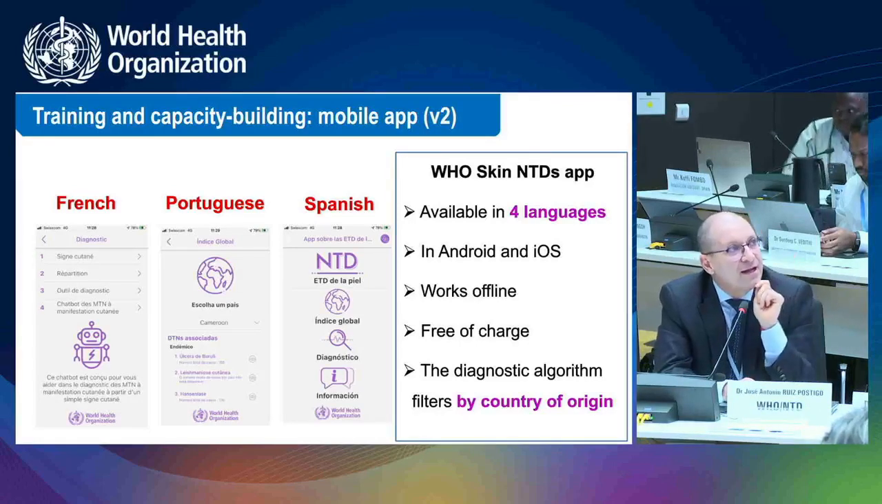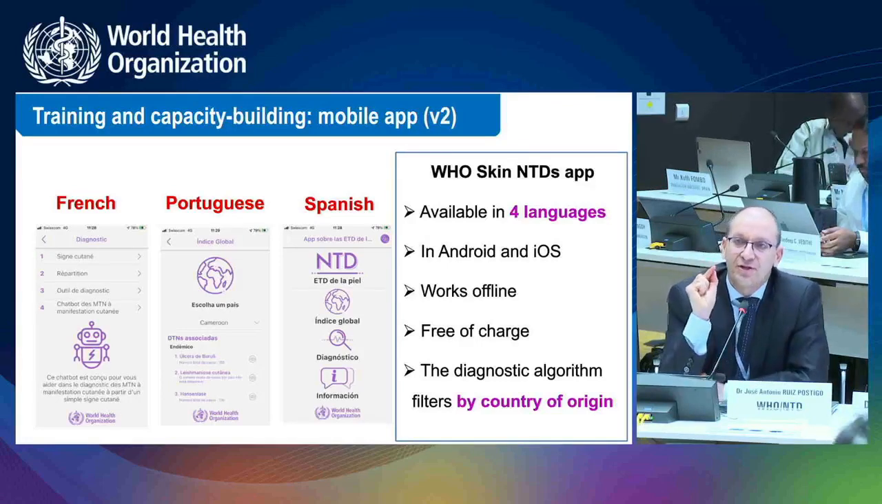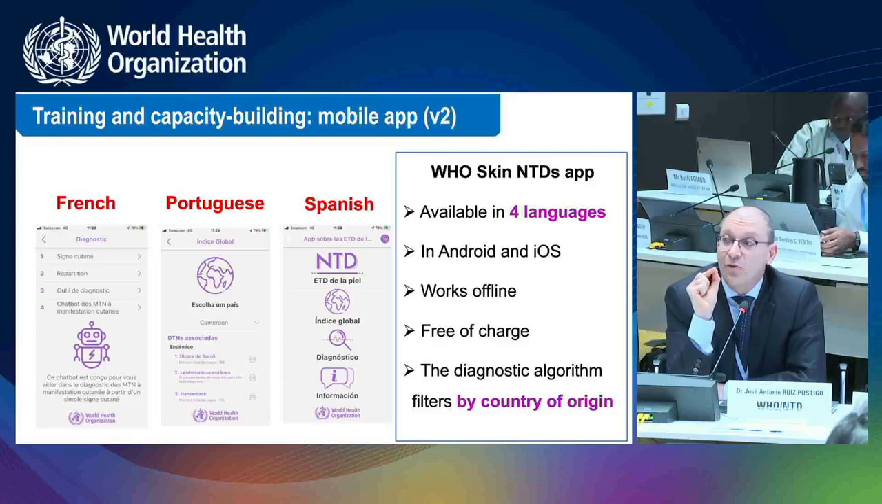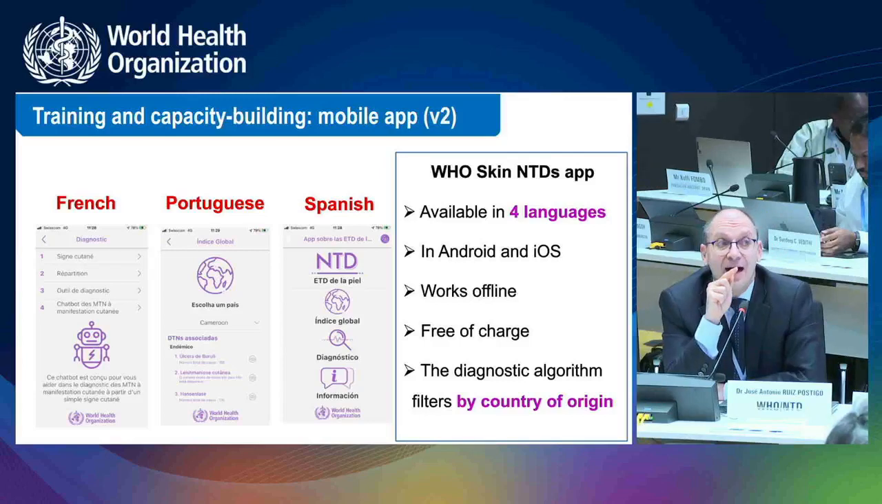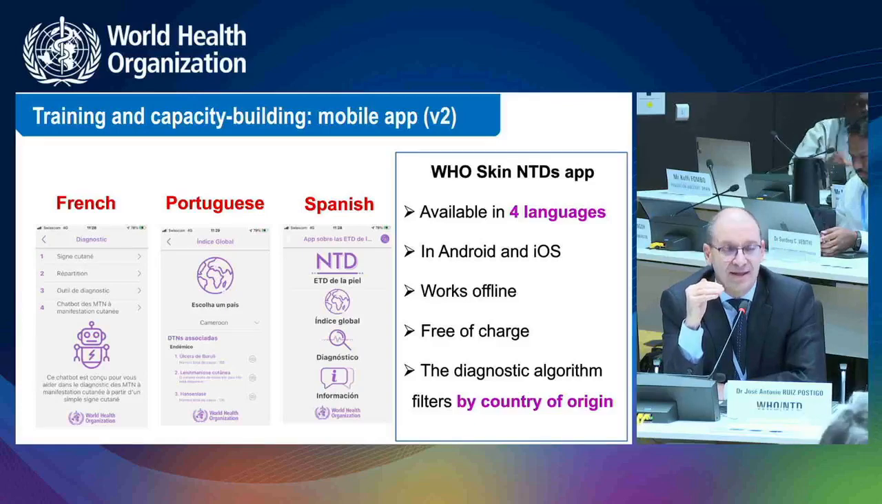is the global index. So you can choose the country where you are working or the country where you think the patient comes from, and then the app will automatically select the skin NTDs that are endemic in that country. Next, please.